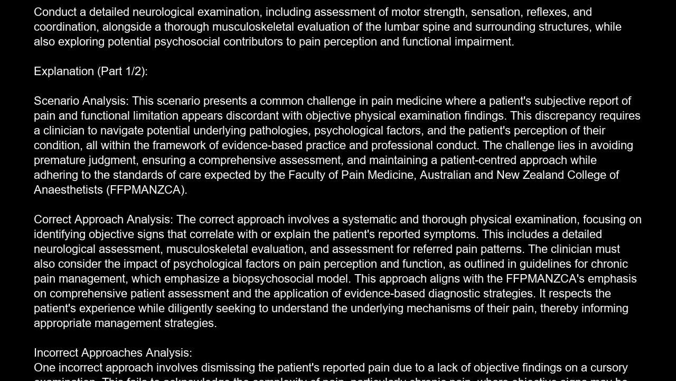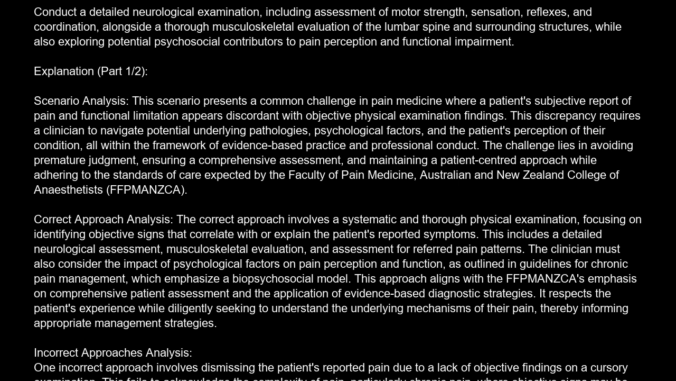Conduct a detailed neurological examination, including assessment of motor strength, sensation, reflexes, and coordination, alongside a thorough musculoskeletal evaluation of the lumbar spine and surrounding structures, while also exploring potential psychosocial contributors to pain perception and functional impairment. Explanation. Scenario analysis. This scenario presents a common challenge in pain medicine where a patient's subjective report of pain and functional limitation appears discordant with objective physical examination findings.